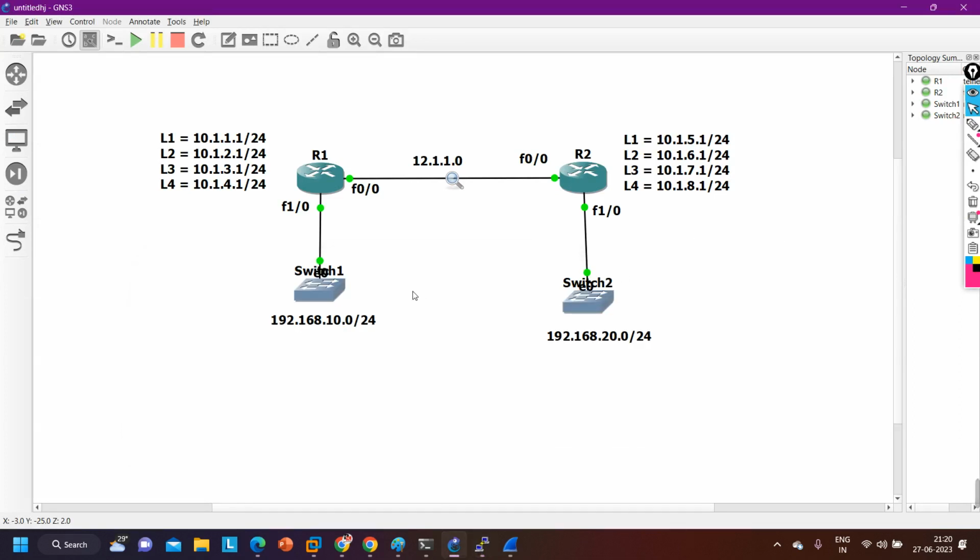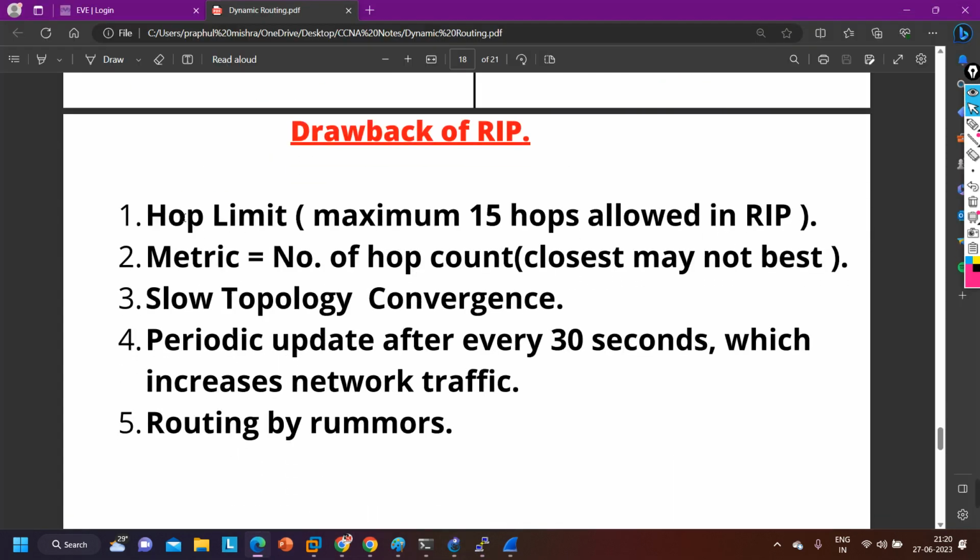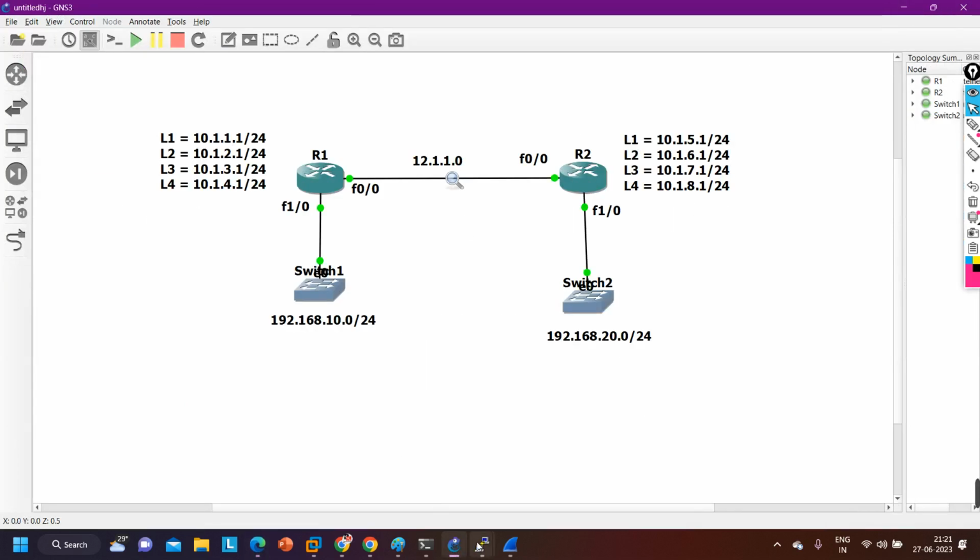Now we have some drawbacks of RIP as well. Like we have a hop limit, and the metric. As you know, it calculates the metric on the basis of hop count, but it should check the link properties as well. Slow topology convergence, periodic updates after 30 seconds, which increase the network traffic, and routing by rumors. These are the disadvantages of RIP.